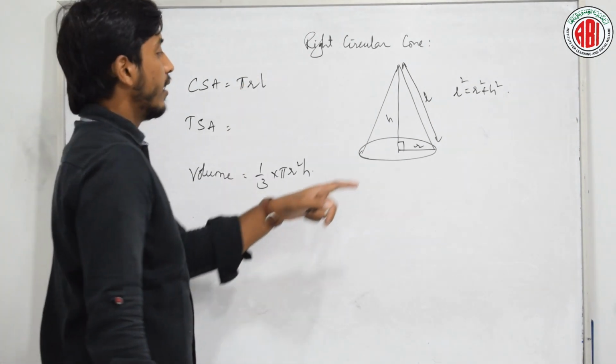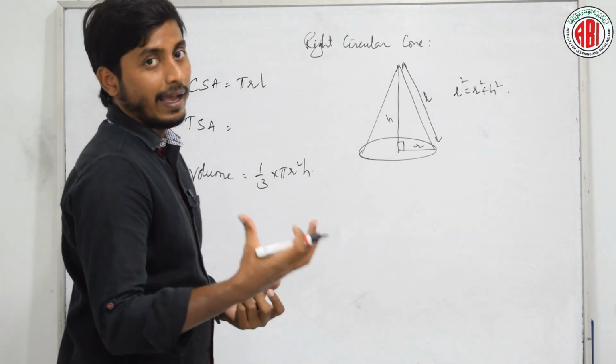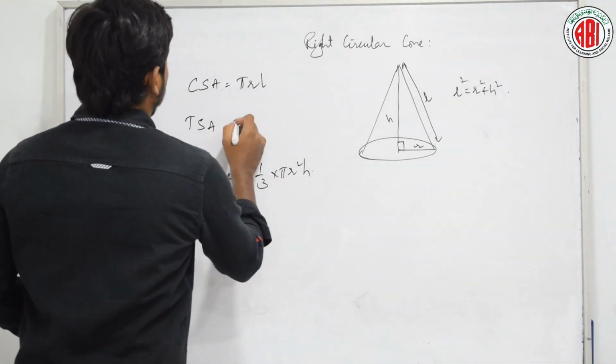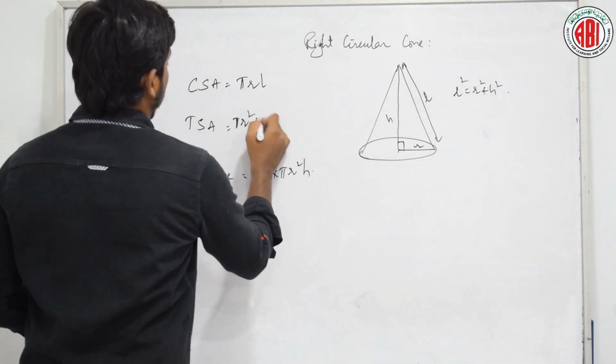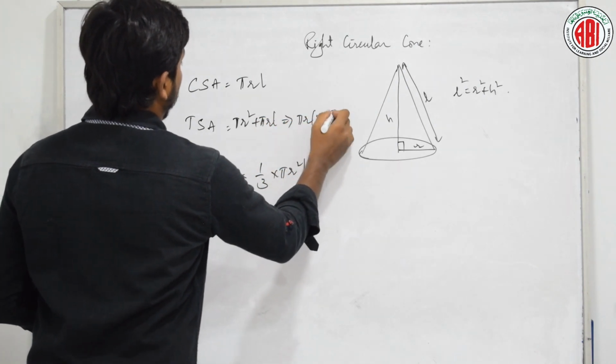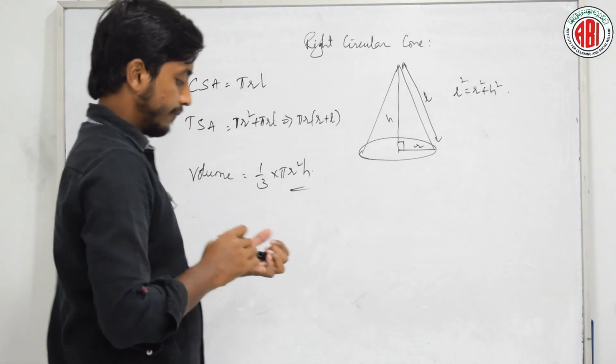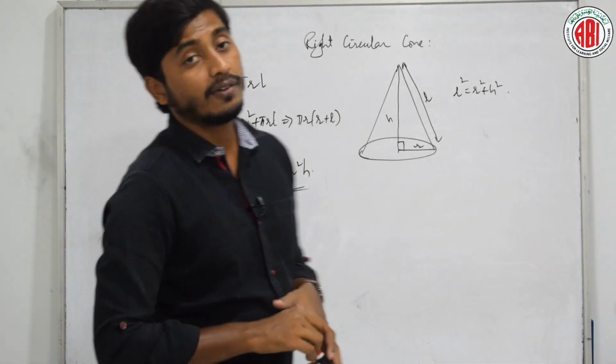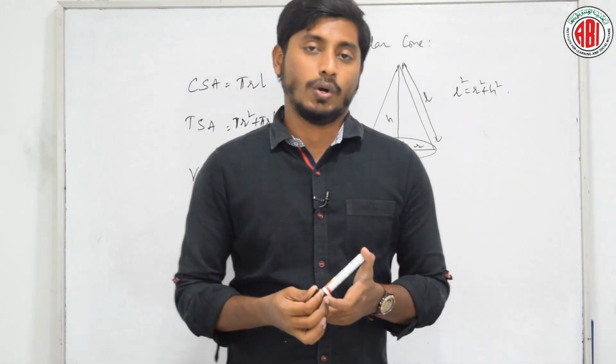Then what about TSA? Pi R square plus pi RL. Therefore, it becomes pi R into R plus L. Clear? These are all formulas of right circular cone.